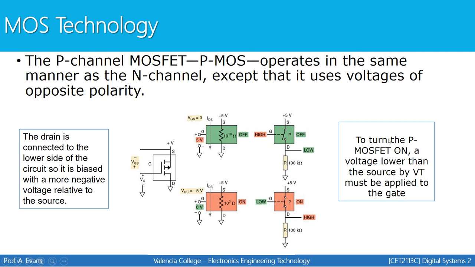To turn on a P-channel MOSFET, you have to supply a voltage at the gate that is lower or more negative than your threshold voltage. So for example, if the threshold voltage for this particular P-channel MOSFET was 0.8 volts, I'd need to supply something negative and lower than that value to turn it on.